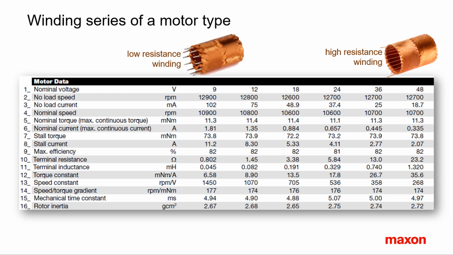The purpose of the winding selection is to match the available electrical power, current and voltage to the required mechanical output power of the motor. It is torque and speed.